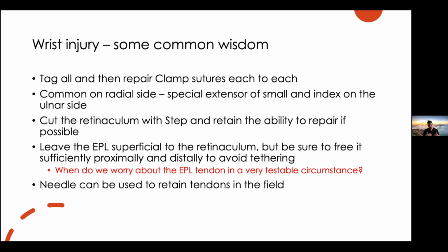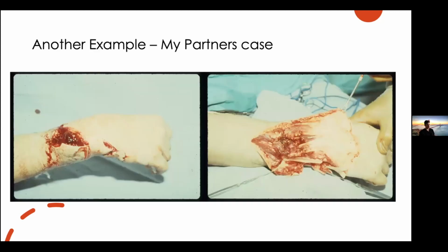If you cut the retinaculum, if you're at the level of the retinaculum, I like to cut it at an angle so that I can repair it. Otherwise it can be tight. If you cut it at an angle, you can slide it, and you have a little bit more room to work with. Leave the EPL out, superficial to the retinaculum, but make sure it's not tethered. Needles can be used to hold the tendons in place. But honestly, with extensor tendons, retraction isn't that common.